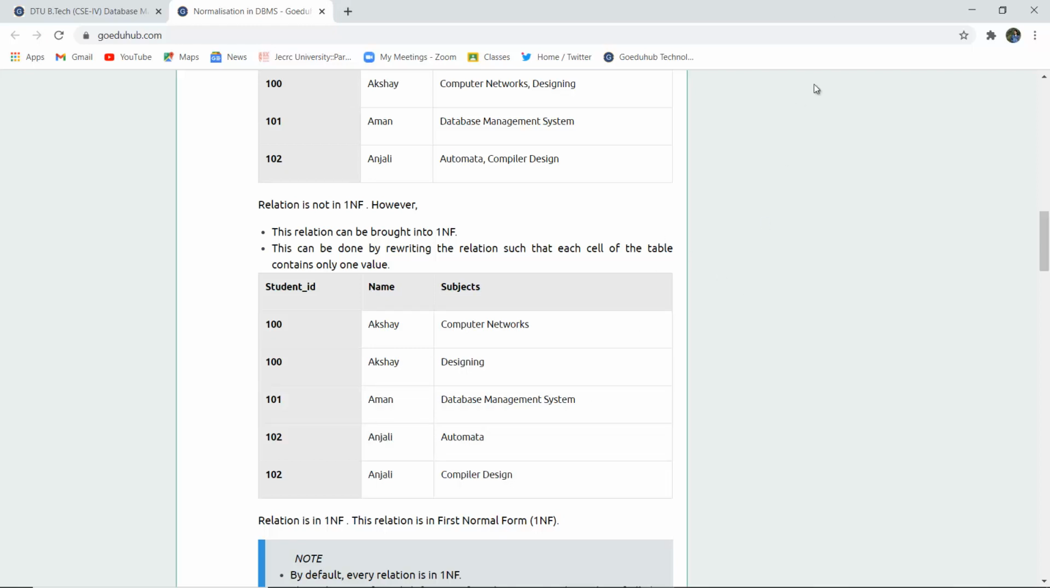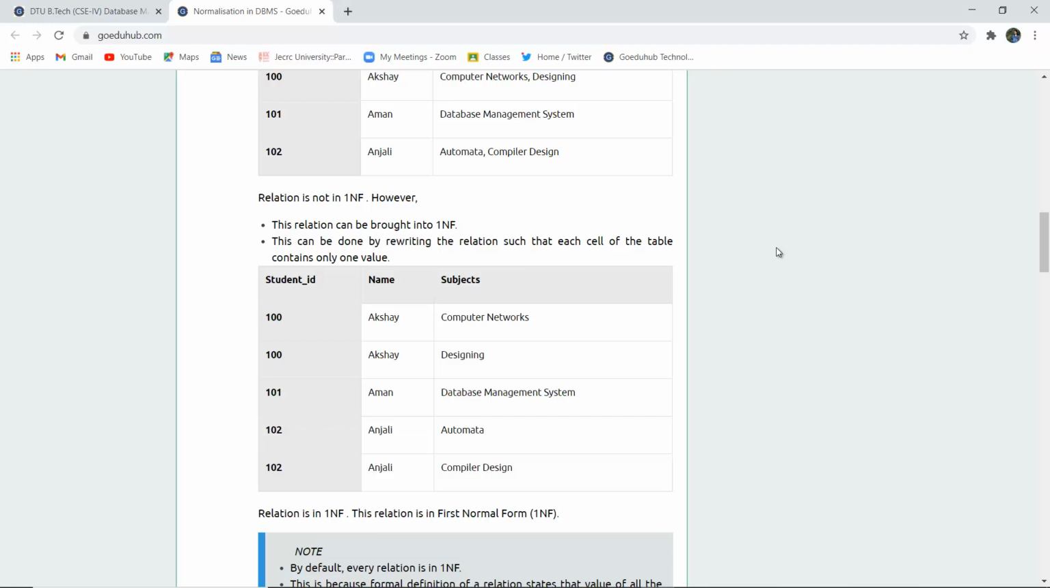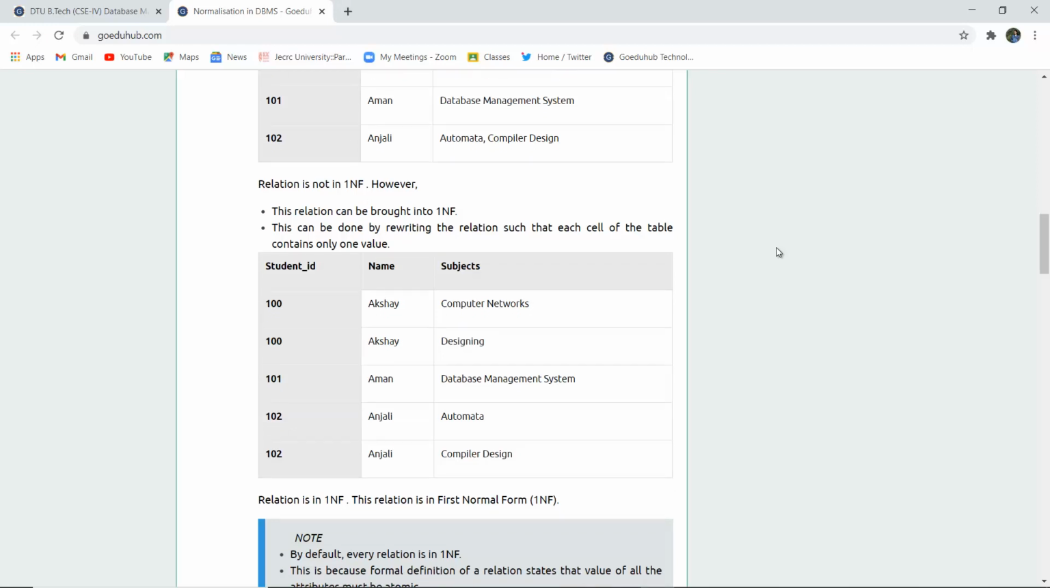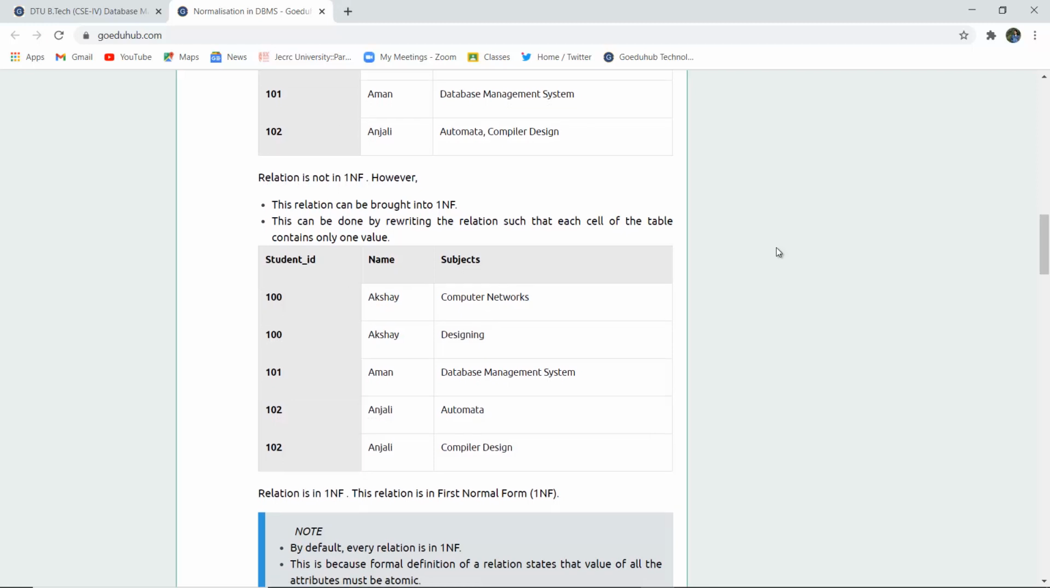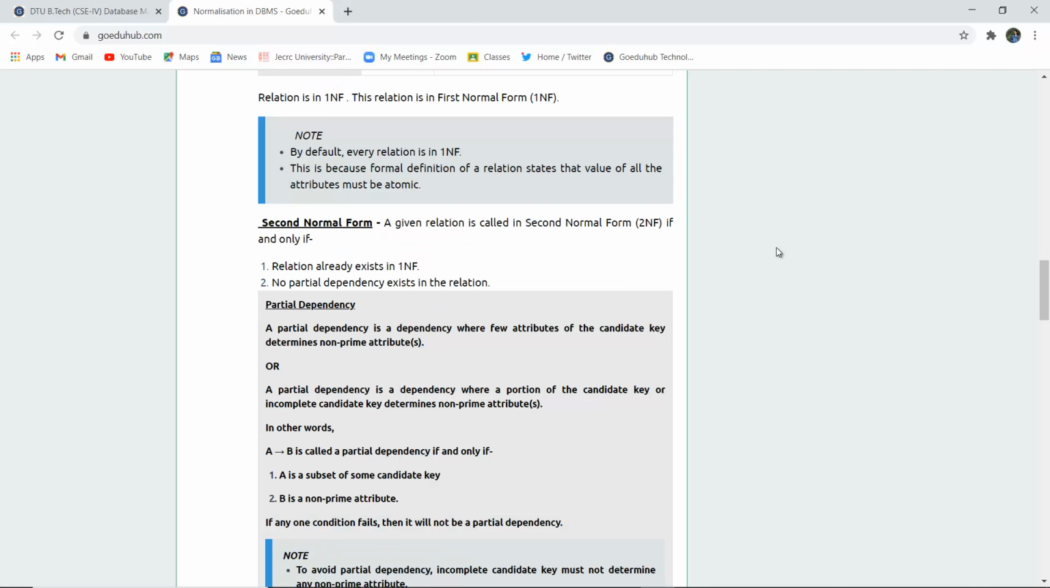Now, there is an important point to see that the relation is in first normal form by default. Every relation is in 1NF form only. That means every relation has each cell of the table containing only one value. This is because the formal definition of relations states that the values of all attributes must be atomic.